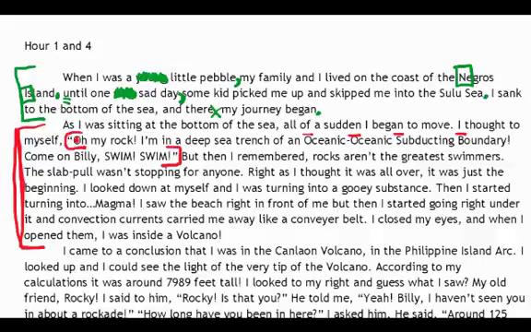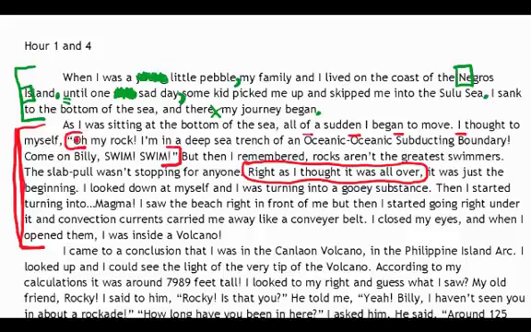So, moving along. But then I remembered rocks aren't the greatest swimmers. The slab pull wasn't stopping for anyone. Right as I thought it was all over, it was just the beginning. That is an awkward sentence. I had to stop and read this part especially twice, trying to figure out what exactly this writer's trying to say.